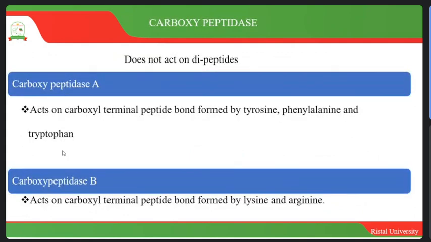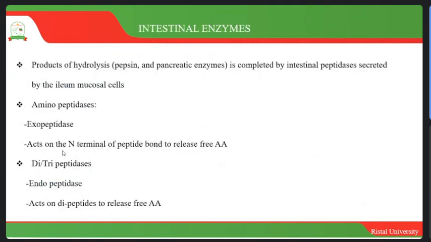Let's continue into carboxypeptidases, and this does not act on dipeptides. Carboxypeptidase A is one of the enzymes acting on the carboxyl terminal peptide bond that has been formed by tyrosine, phenylalanine, and tryptophan. Then carboxypeptidase B acts on the carboxyl terminal peptide formed by lysine and arginine. So you need to take note of this carefully and understand this breakdown.